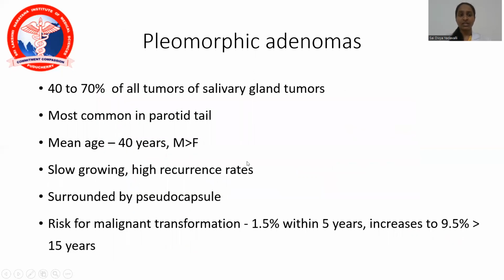Pleomorphic adenomas: 40 to 70% of all tumors of the salivary gland are pleomorphic adenomas. They are most commonly seen in the parotid tail. The mean age of occurrence is 40 years with a male predominance. They are slow-growing tumors with a high rate of recurrence, surrounded by a pseudocapsule. There's a risk for malignant transformation of 1.5% within 5 years, and it increases to 9.5% when the tumor has been there for more than 15 years.